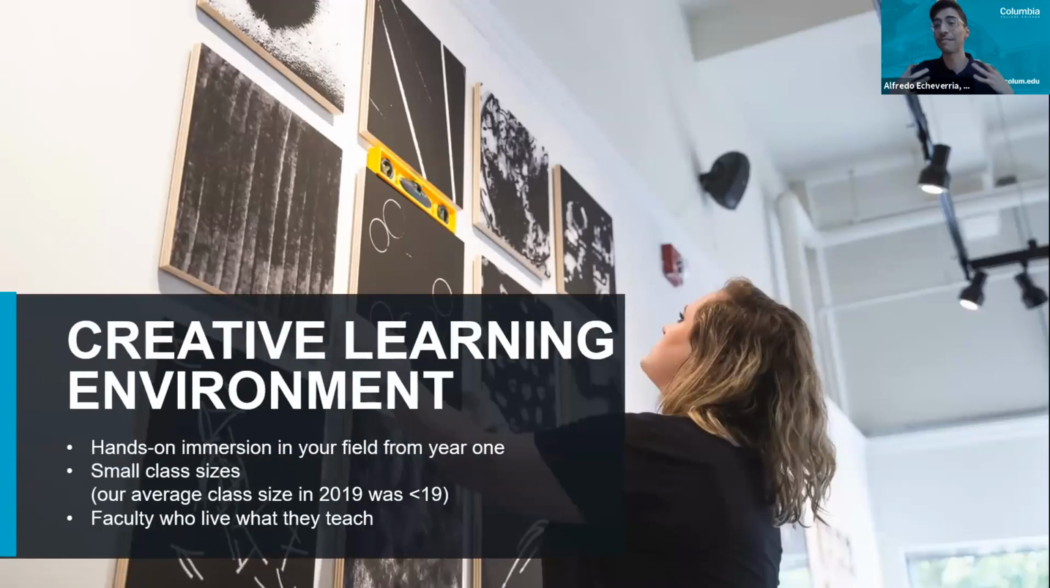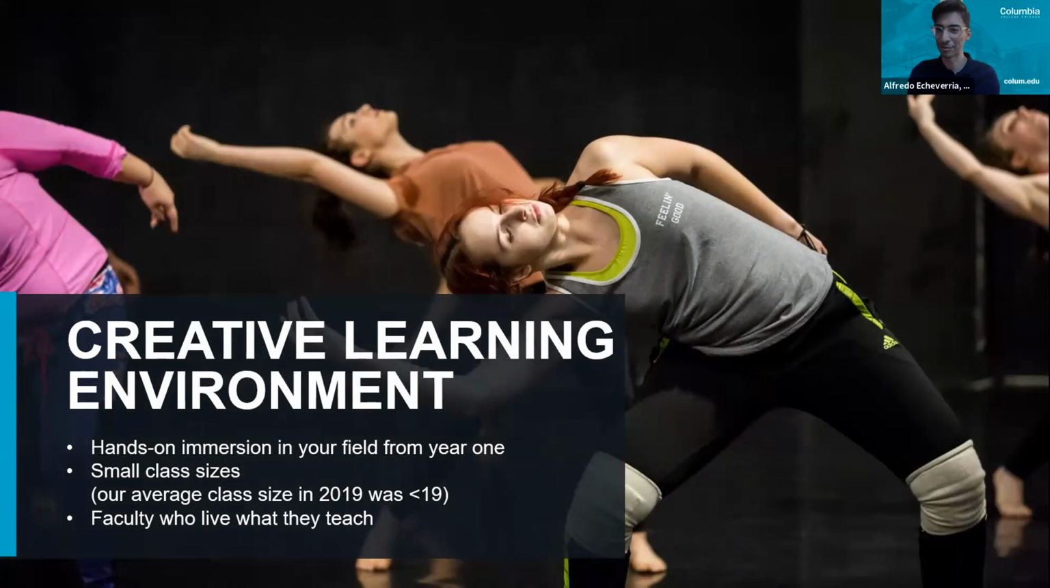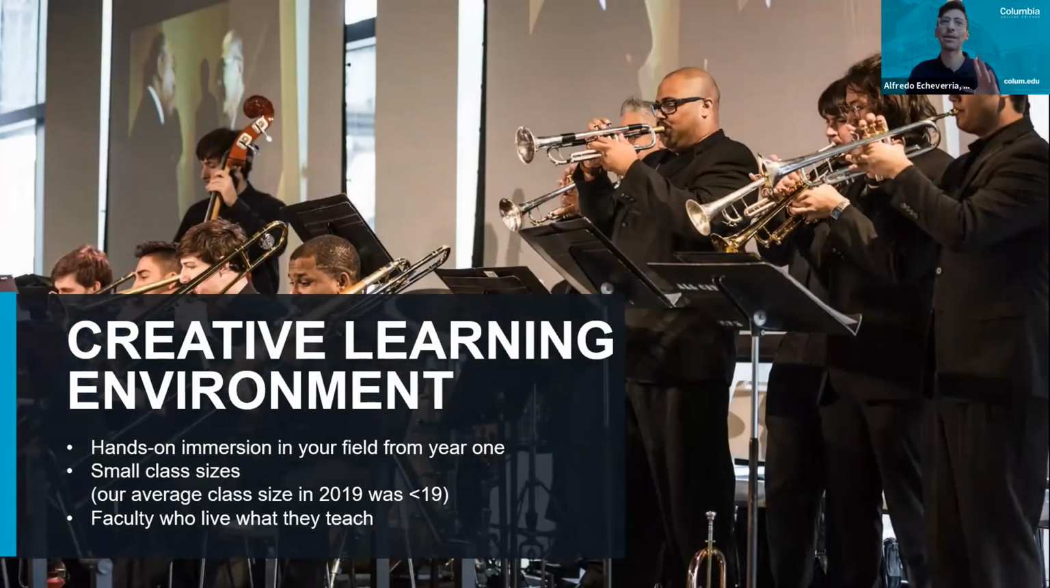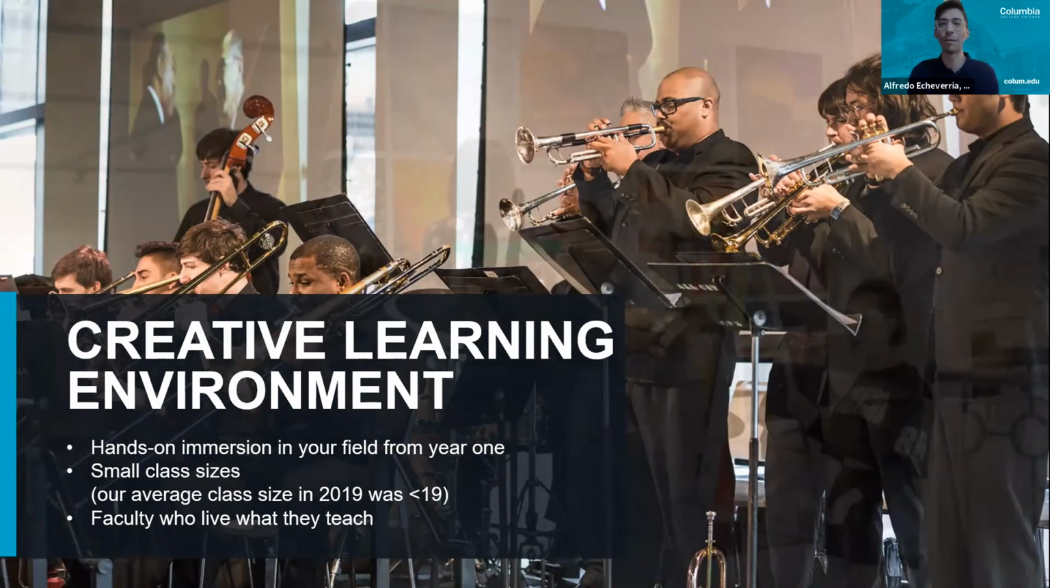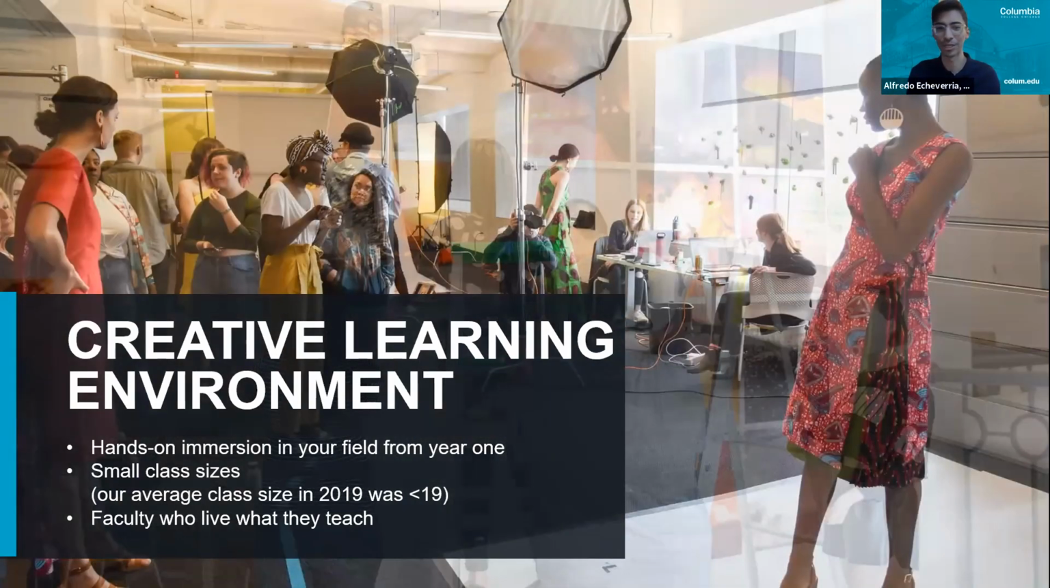When it comes to the actual environment that you'll be in here at Columbia, we consider ourselves what we call a hands-on immersion in your fields from year one. So what does that mean? Like some colleges in the United States, they might make you focus on your liberal arts requirements your first two years and your major related classes your last two years. At Columbia, we don't do that. We let you just jump into whatever it is that you're passionate about, year one, semester one, day one, if that's what you want to do.